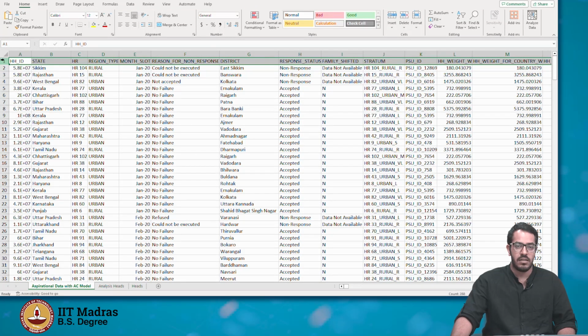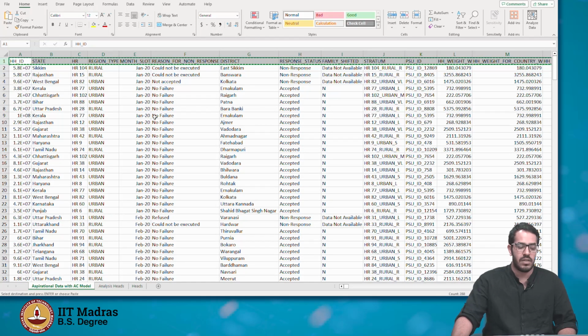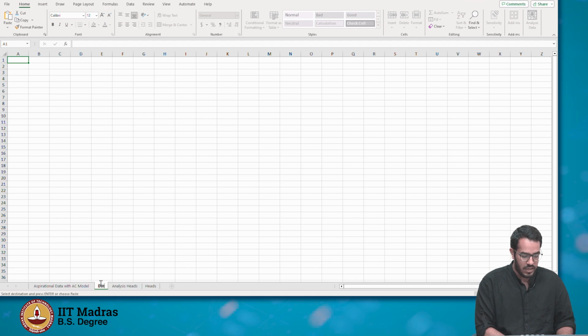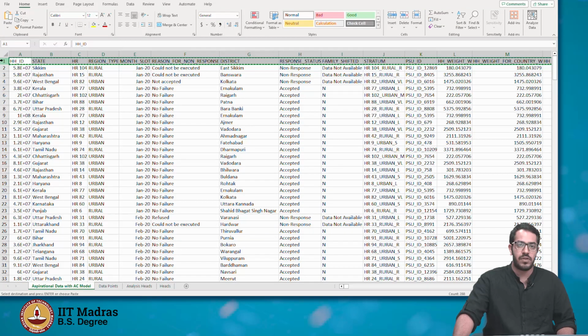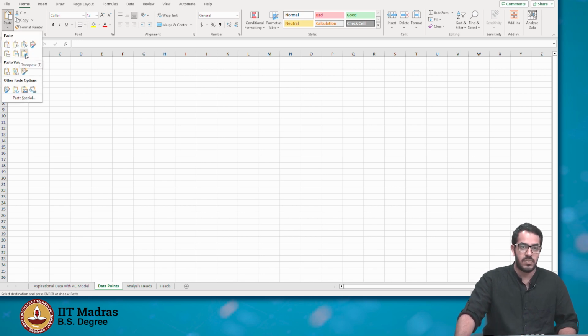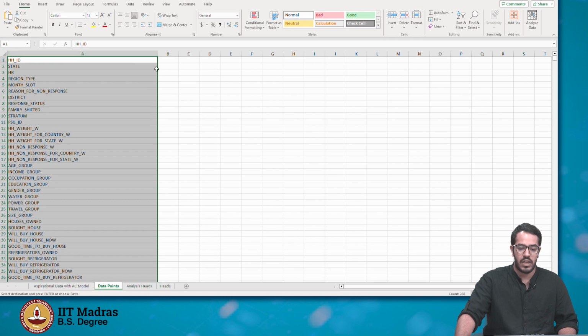Now to analyze the data, we will first need to realize what exactly it is that we are dealing with. To do that, we are going to make a new sheet. We'll call it data points, and I have copied the first row. Of course we don't want the entire thing to come in a horizontal manner, so we'll go to paste and do transpose. By transposing, instead of having all of them in a single row, we have the heads in a single column.